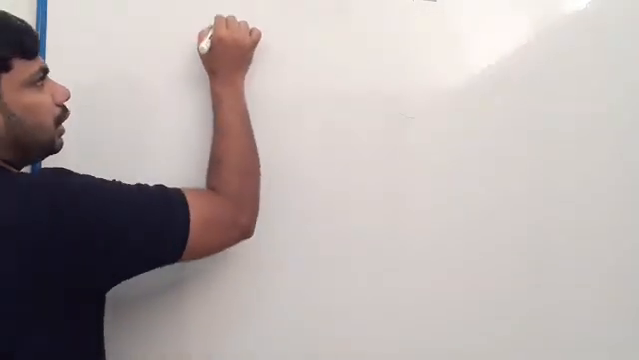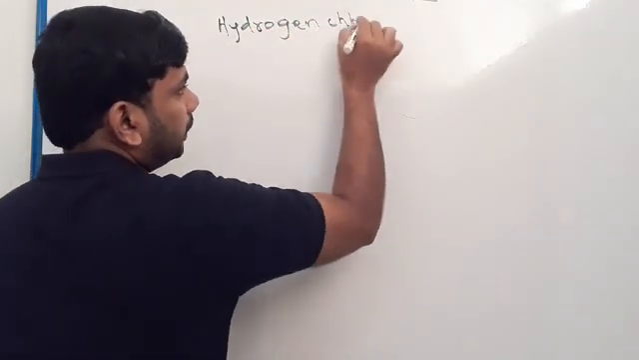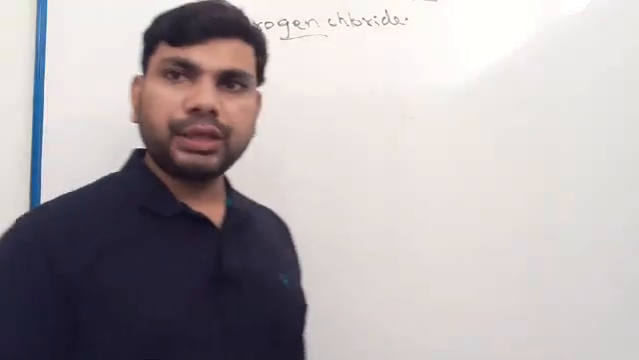Clear? Okay, next we have to discuss how to make the formula of some simple compounds. Here first one, hydrogen chloride. So let us check how to make the formula of hydrogen chloride. I told you before, paste one copy of the periodic table.